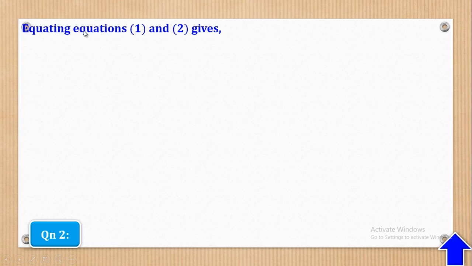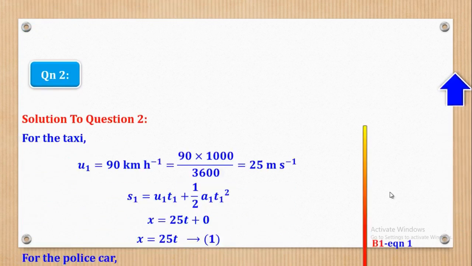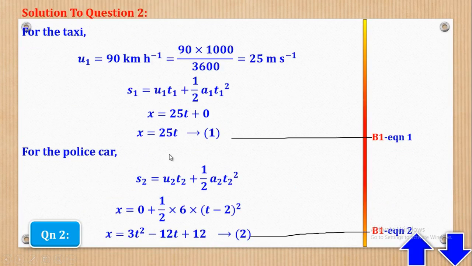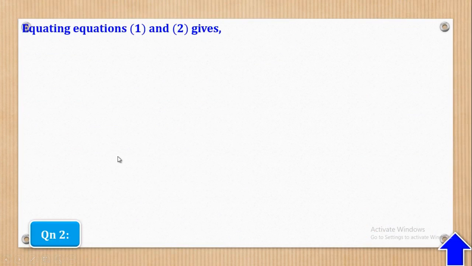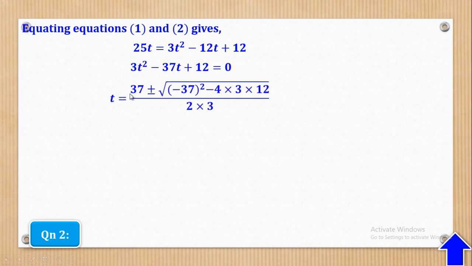Okay, for the next slide, we are going to equate the 2 equations. Equation 1 was 25t, and equation 2 was 3t squared minus 12t plus 12. When we equate them, we get 25t equal to 3t squared minus 12t plus 12. Simplifying, I come up with a quadratic equation in terms of t, which is 3t squared minus 37t plus 12 equal to 0. When I use the factorization method to find the values of t, t will be equal to 12, or t will be equal to 1/3 seconds.